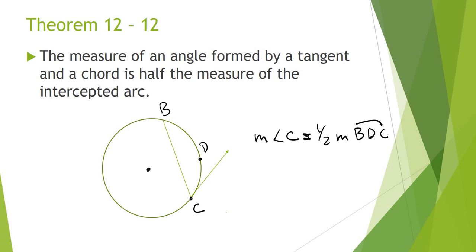Theorem 12.12. This one has to do with a tangent line and a chord. The measure of an angle formed by a tangent and a chord. This is our tangent. BC is our chord. In other words, the measure of angle C is half of the arc that is intercepted, arc BDC.